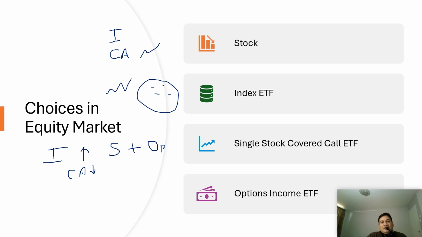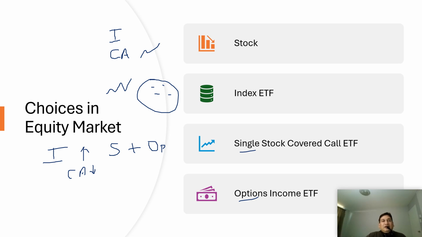So if you understand this one, the fourth one is also kind of similar. But what is different in the fourth compared to the third is basically instead of a single stock, you're going to use a basket of stocks. That's the only difference. You're going to write options on the index and hold the index as well. So in the fourth option, there is an index and there is a covered call option writing program, which the fund manager uses to generate that income.